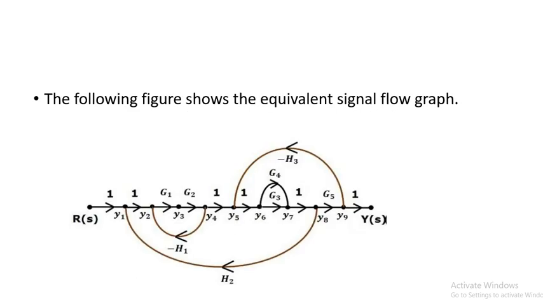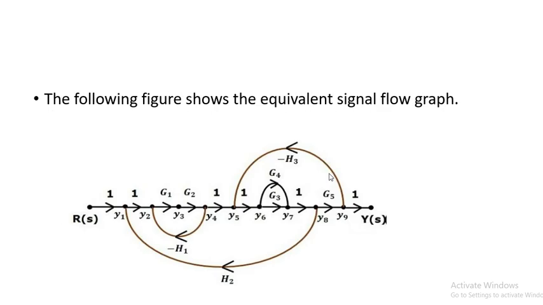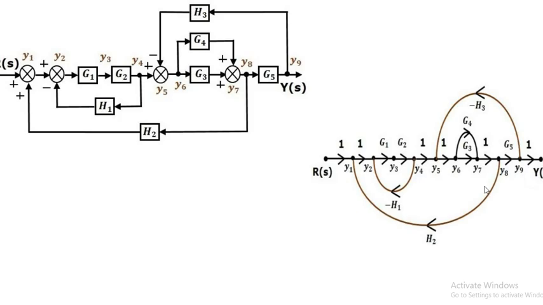Now this is the following figure, which is equivalent to this diagram. Okay, see carefully what we have done, or just see in the next slide what we have done. The same diagram is represented here. Okay, so this is R(s), then this is C(s). Okay, so this is the input node and this is the output node. Now the input and the output nodes are represented here. This is the input node R(s), again I am repeating, this is the output node C(s).